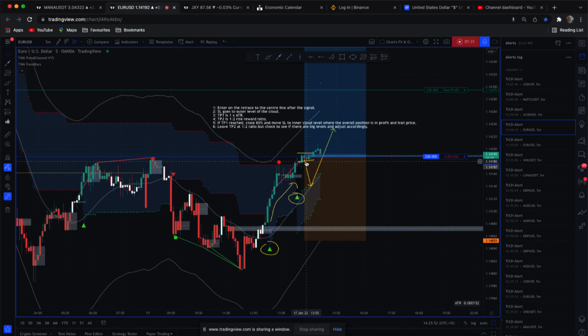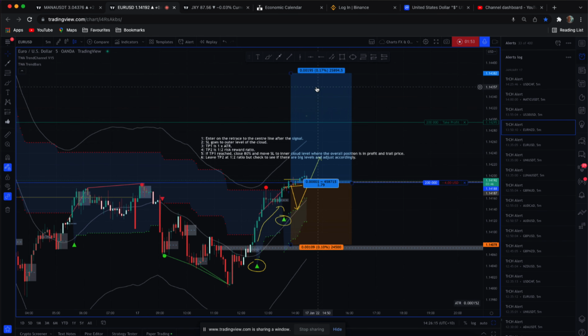And what we do when we enter is we pull our stop loss to wherever this cloud is, if you can see the cloud here, you can see these green dots. We pull the stop loss to the outer edge of this cloud, and it stays there for now. Target is going to be 1 to 2. That's about 179. So around about 1 to 2 risk to reward.